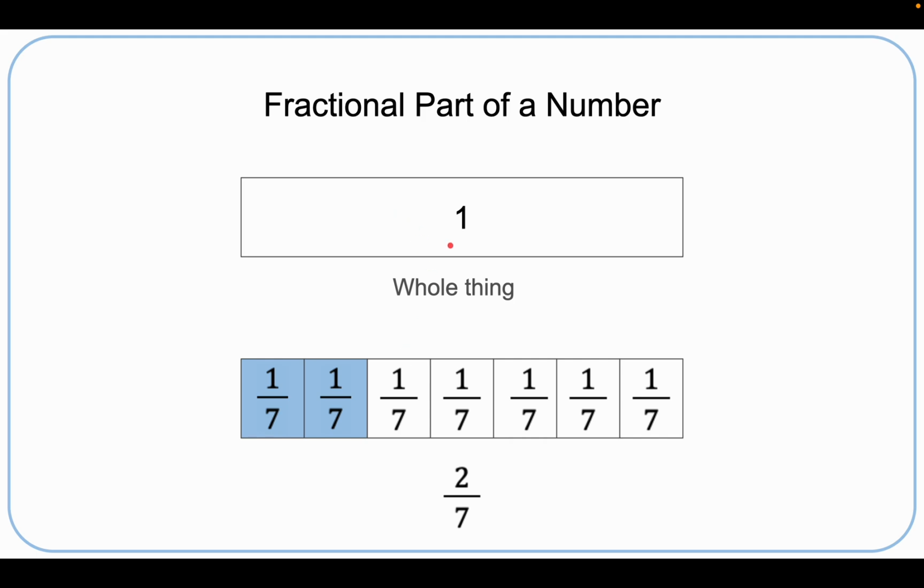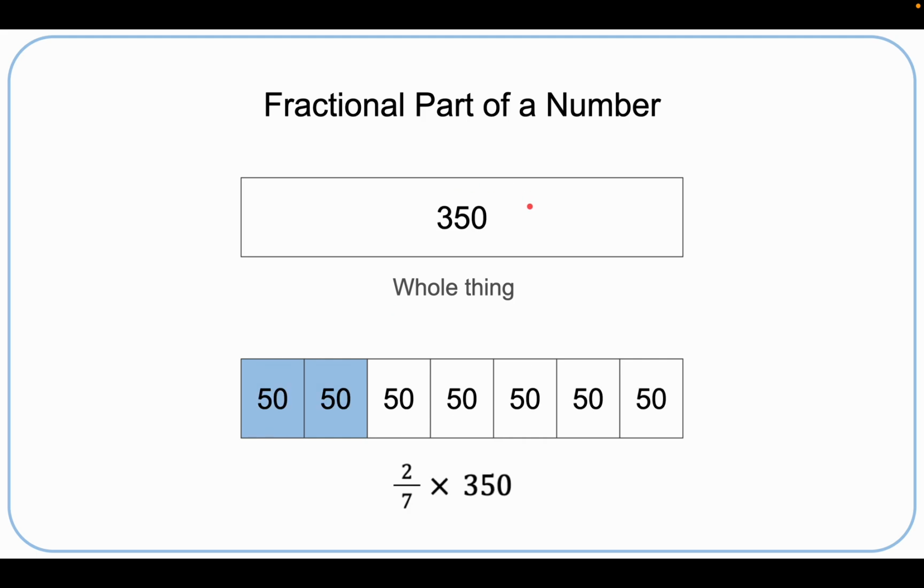So here I have a picture of a whole thing that is the number 1. And we can take this whole rectangle and divide it into 7 equal parts so that each one is 1/7. And you see that the shaded region represents 2/7 of the whole thing. So that is what we visually can see when we're looking at fractions.